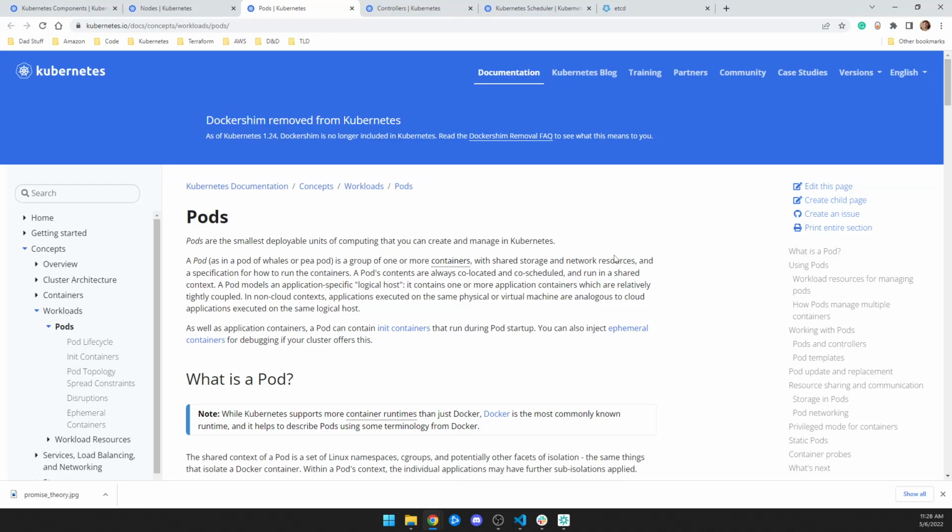But if you think about like the database and the web server, those should be loosely coupled, right? They should be separate. You should be able to scale them separately. The storage is separate, et cetera, et cetera. And since they're loosely coupled, you would not want those in the same pod. They should be in separate pods. And you could even have each of those pods on separate nodes. And so that's the whole idea behind that. So that's what a pod is.